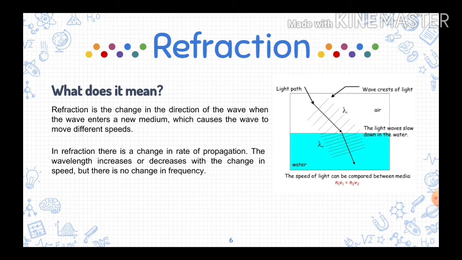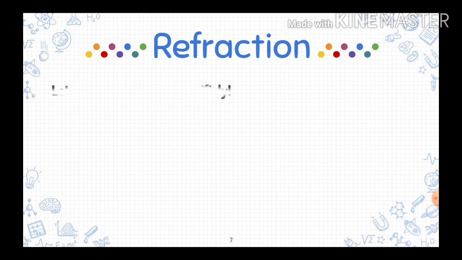There's the light ray, and then the wave crest of light. In air, the light wave slows down into the water. The blue one is the water, and then the speed of light can be compared between media: n1 v1 equals n2 v2. Let me explain to you specifically.